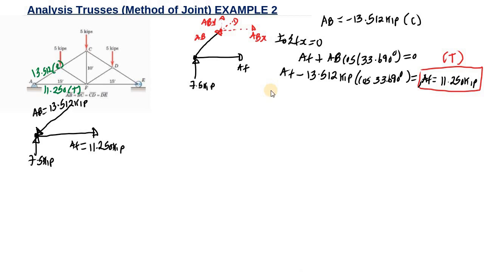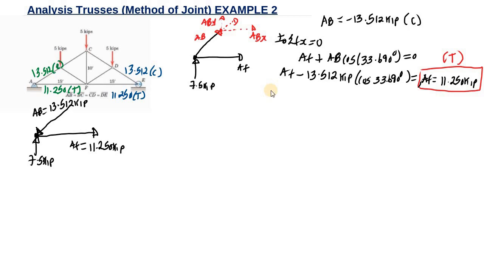So meaning FE is basically 11.250, and this is also in tension, while DE is going to be 13.512, and this is in compression. So let's move to the next joint.